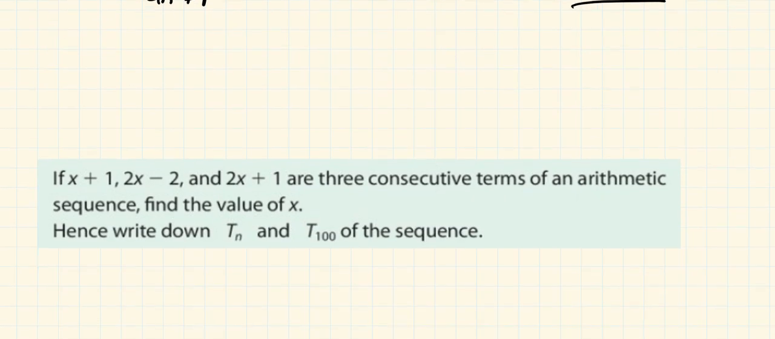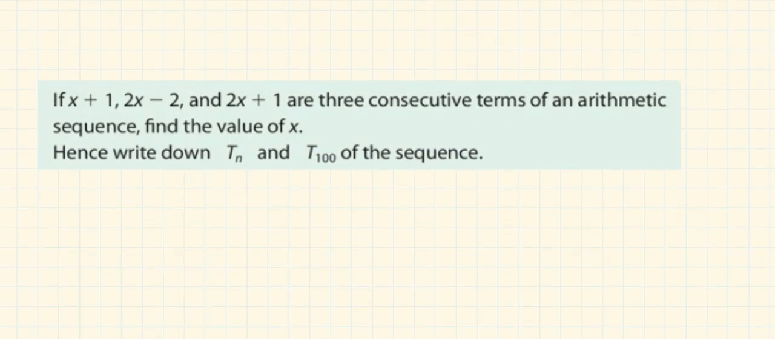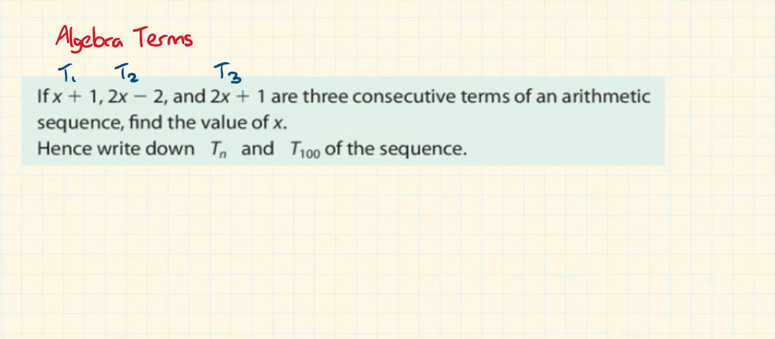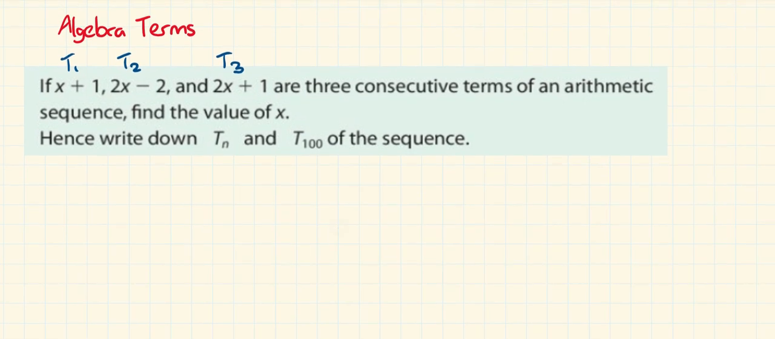Okay, so moving on from there, what if it has algebra terms? I should have written a title there: algebra terms. So instead of having normal terms like 1, 3, 5 or whatever, what if we are told the terms of an arithmetic sequence in algebra? So this one is T1, this one is T2, this one is T3. If you think about it like a sequence like this, let's have 3, 5, 7, 11. How do we find d? Well, you can just see it by looking at it.